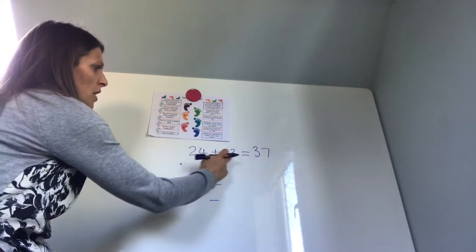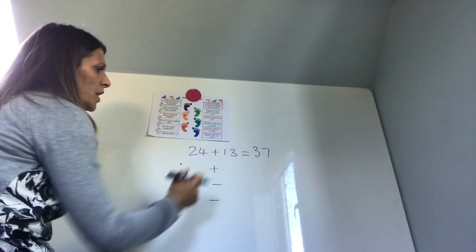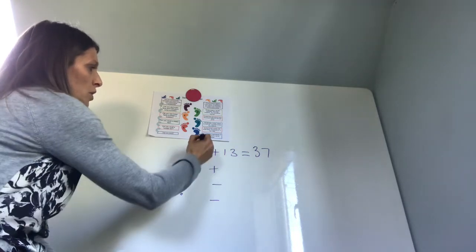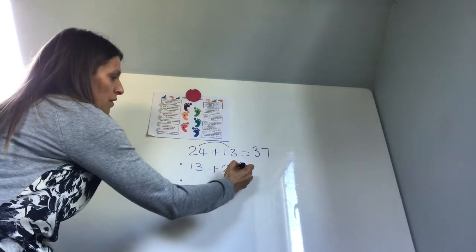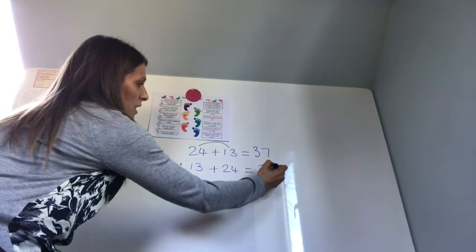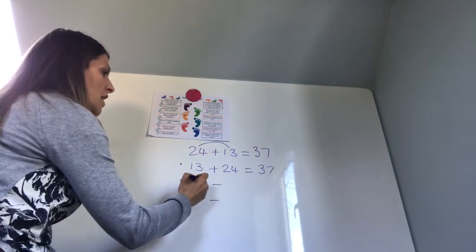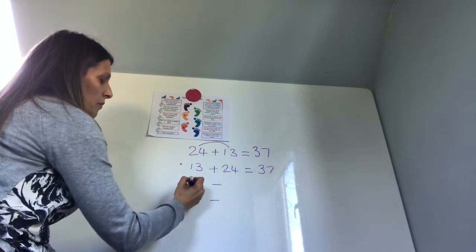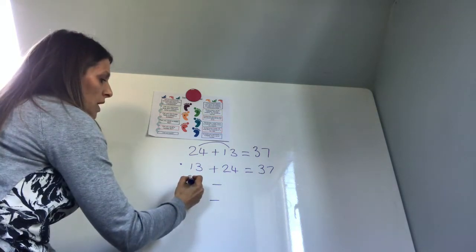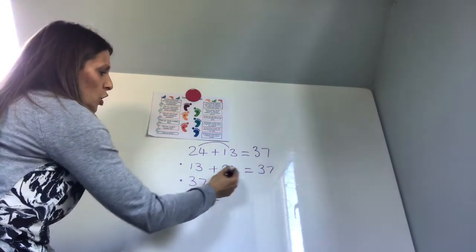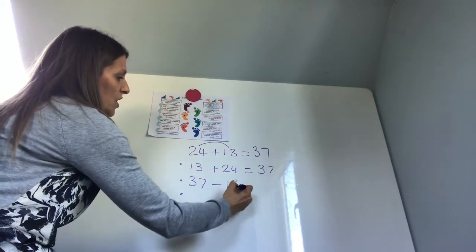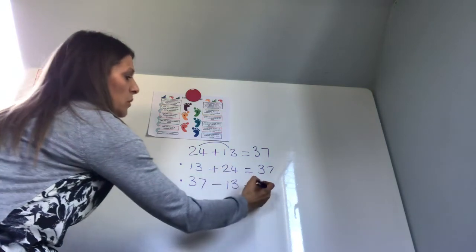So I've got 24 add 13. So what could I put next? Maybe I could switch these around. 13 add 24 equals 37. So a takeaway, I'd be starting with a bigger number because I've got more at the beginning and I need to take some away. So 37 take away, I've got 2 other numbers. I'm going to try 13. Which leaves me with 24.